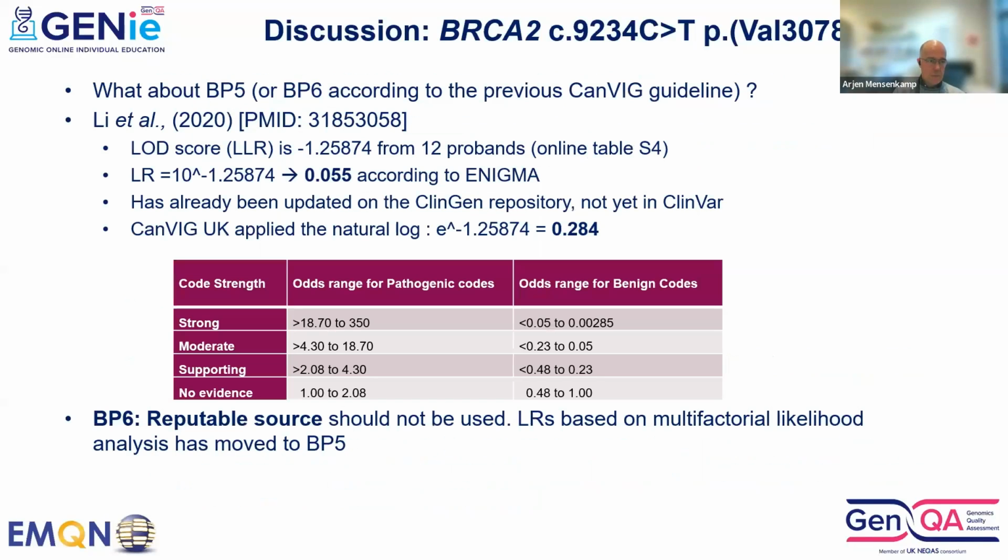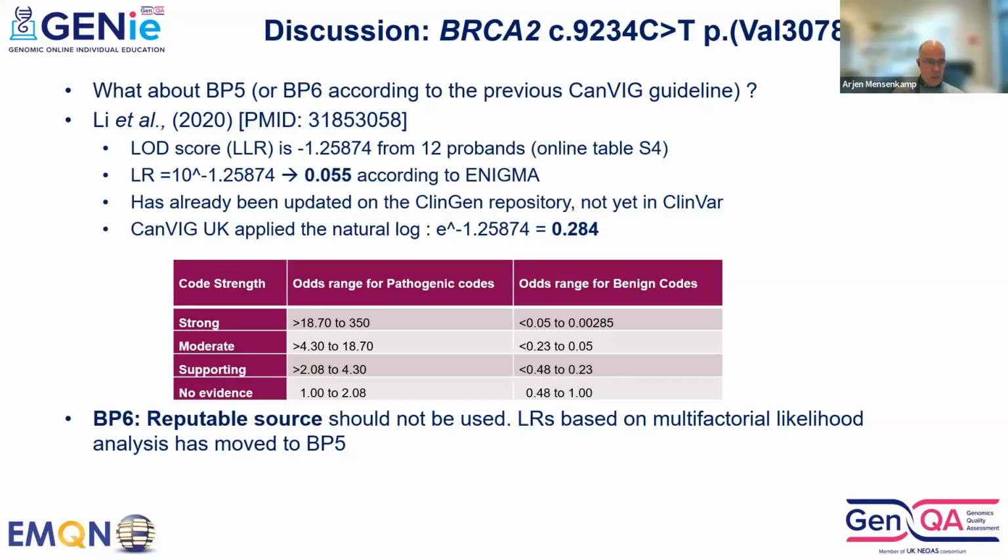Next slide, please. Well, we get to another difficult point about BP5 or BP6, according to the previous CanVIG guideline. We go back to the Lee et al. paper, and this paper is very hard to find if you just look in PubMed. This paper gives in the online table S4 an LLR score of -1.25, based on 12 probands. If you want to calculate the likelihood score, you have to calculate back. So you have to use the 10th power of this LLR score, and then you get a score of 0.055.